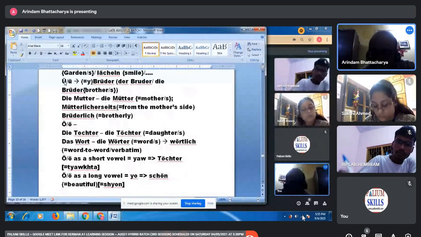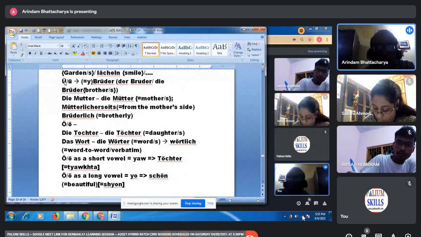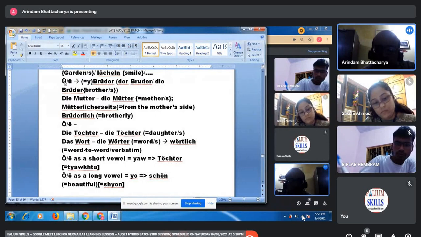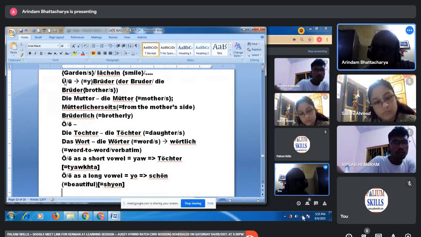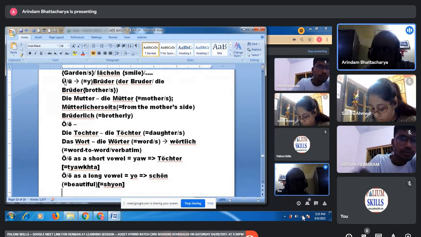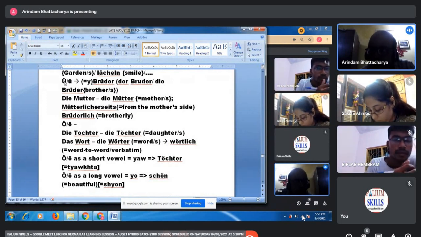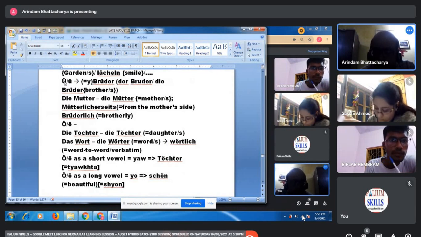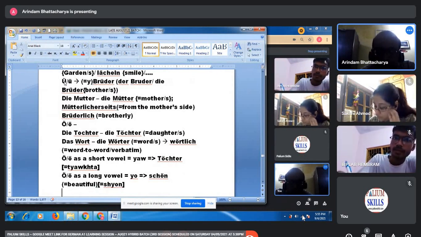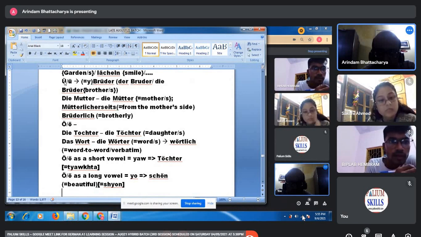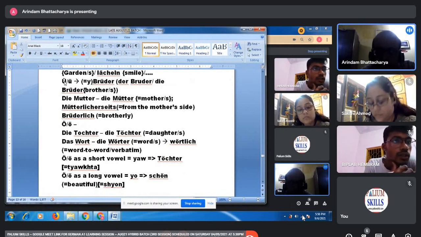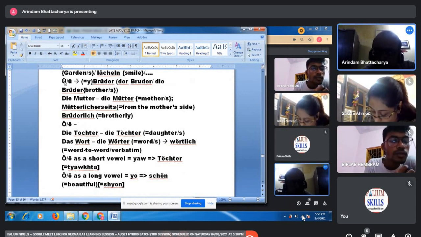O umlaut. O umlaut as a short vowel is like the vowel in doctor, because O short is O, so O umlaut short is different. But O umlaut long is like schön, schön.